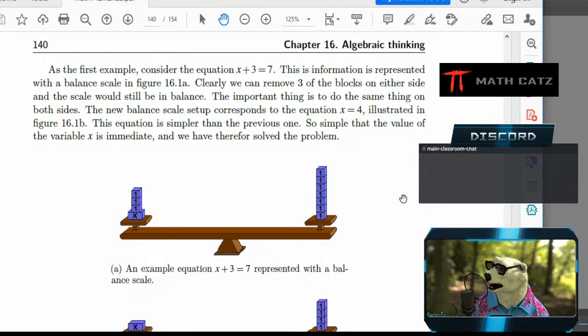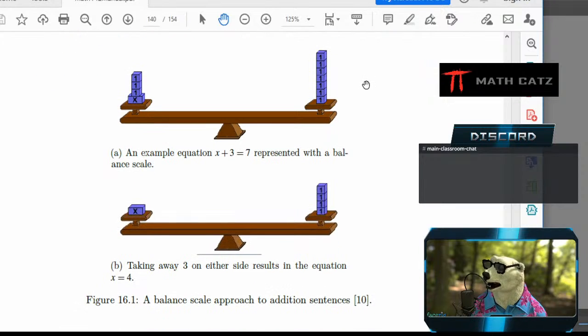No, I'm good. So the balance scale motivates this completely. In the case where I have a mystery quantity with some 3 other blocks, and I have how many on this side? 7. They're in balance, and I get the equation that corresponds to this, x plus 3 equals 7.